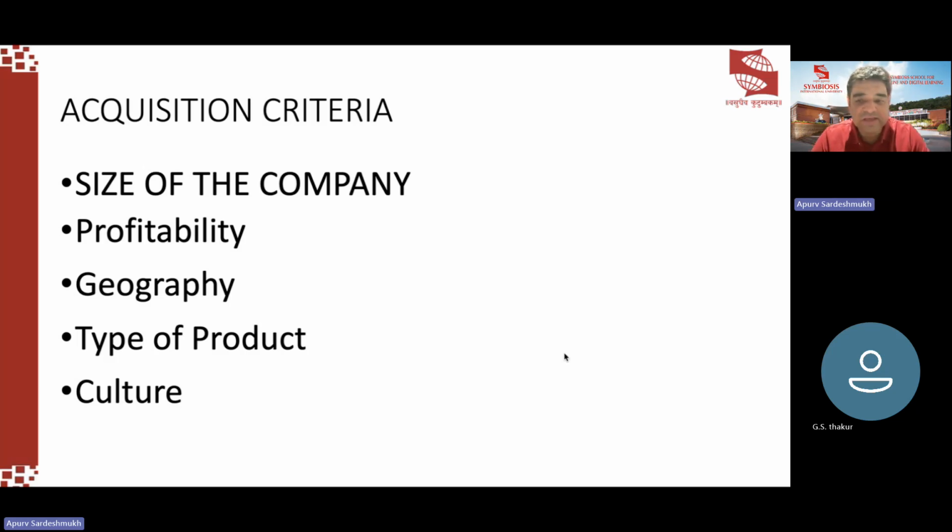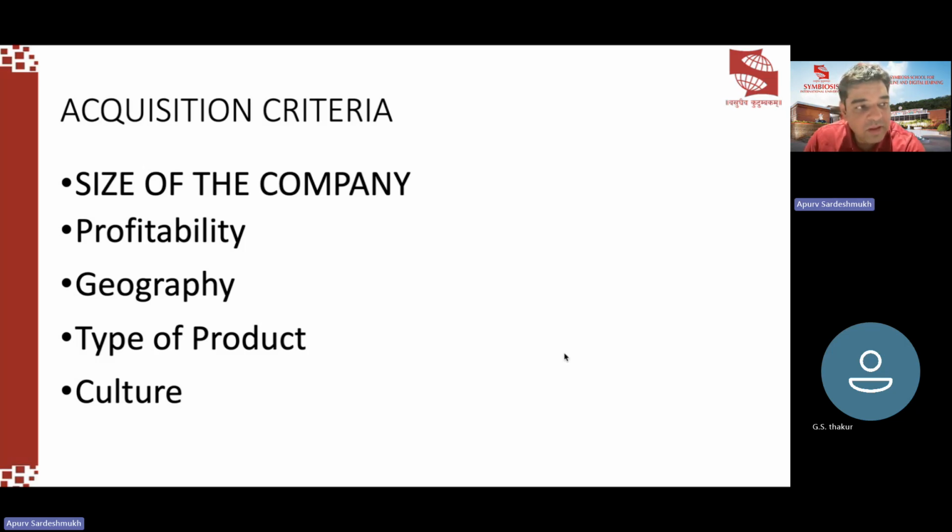Type of the product, as I said, sometimes, so acquisitions can take place on the basis of three factors, right? You can want to acquire a company to get into a new business. You want to acquire a company to enhance your existing business, or you want to acquire a company to add another line to your existing business, not a completely different business. And that will determine the acquisition, maybe determined by the type of the product that you're looking at.